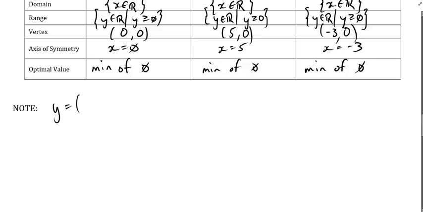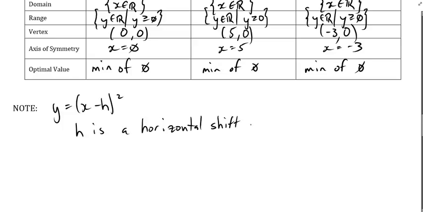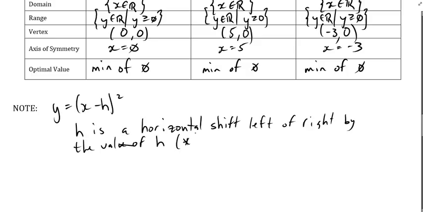Okay, so y equals (x minus h) squared. h is a horizontal shift, or remember translation is the other word you can use, left or right by the value of h, and special note, opposite direction than what you might expect.